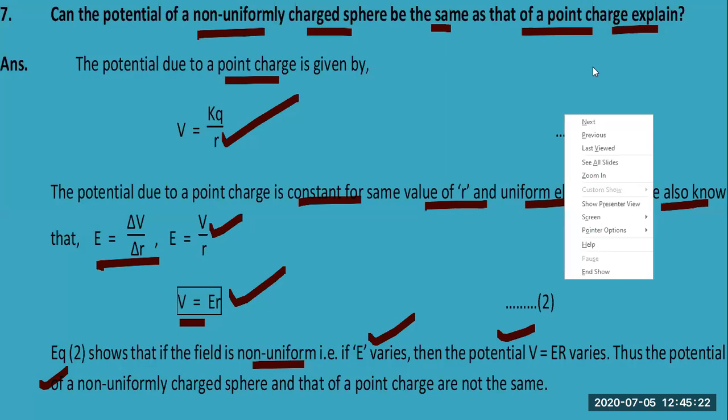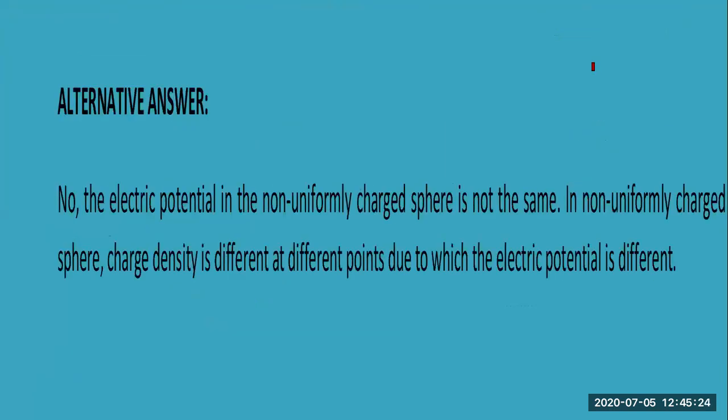So here we were. Following the same idea, Feynman's electric potential for a non-uniformly charged sphere is not the same. In a non-uniformly charged sphere, the charge density is different at different points. Due to this, the electric potential is different. So this was another reason to explain the previous one.